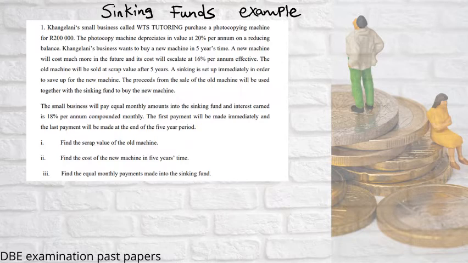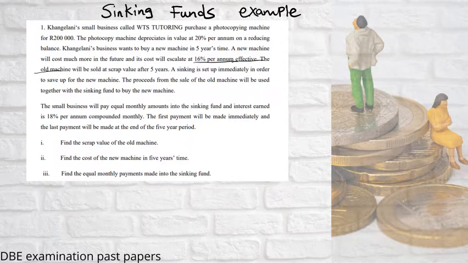Got this example from the WTS tutoring document, from Department of Basic Education examination past papers. It says, Kangelani's small business called WTS tutoring purchased a photocopying machine for 200,000 rands. The photocopy machine depreciates in value at 20% per annum on reducing balance, right?